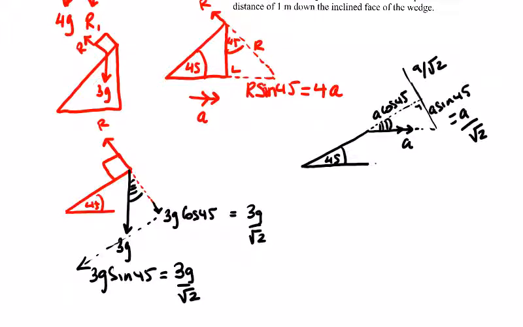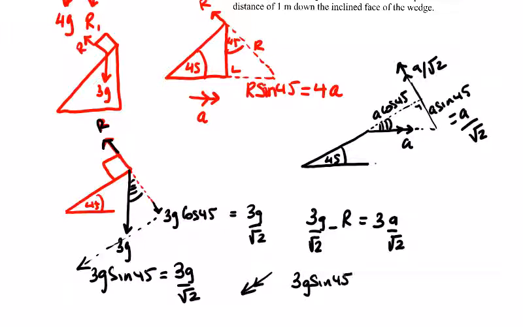So my forces, we'll start with this one here, 3g over root 2. You can say that 3g over root 2 minus R is equal to m times the acceleration, which is A over root 2, this one here, and in this direction here, parallel to the plane, we have 3g sine 45, nothing opposing it, that's equal to m times the acceleration.